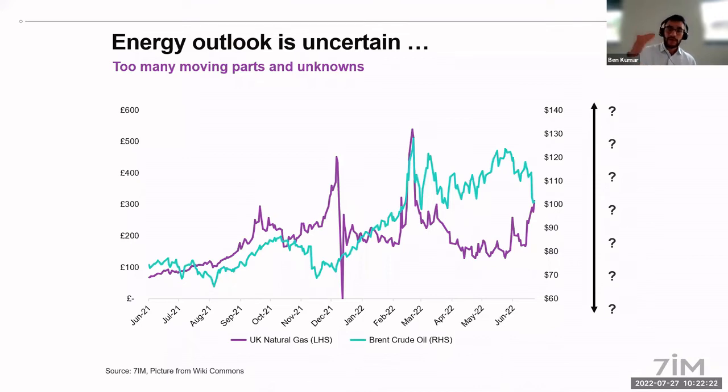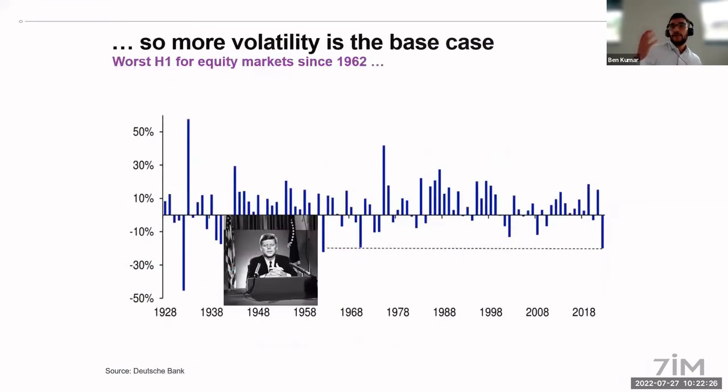If you take all of those, it's perhaps no surprise, if you go on to the next slide, as Henry said, that in terms of equity returns, this was the worst first 6 months of a year since John F. Kennedy was president of the United States back in 1962. Now that's a pretty alarming statistic on its own. Okay, wow, this is really, really uncertain times.